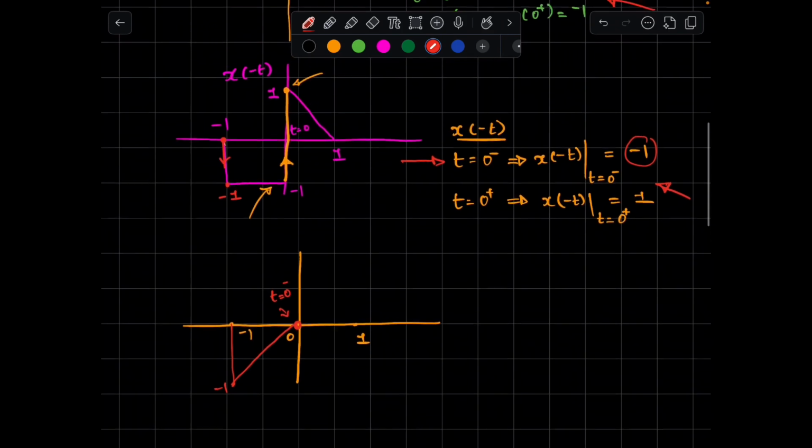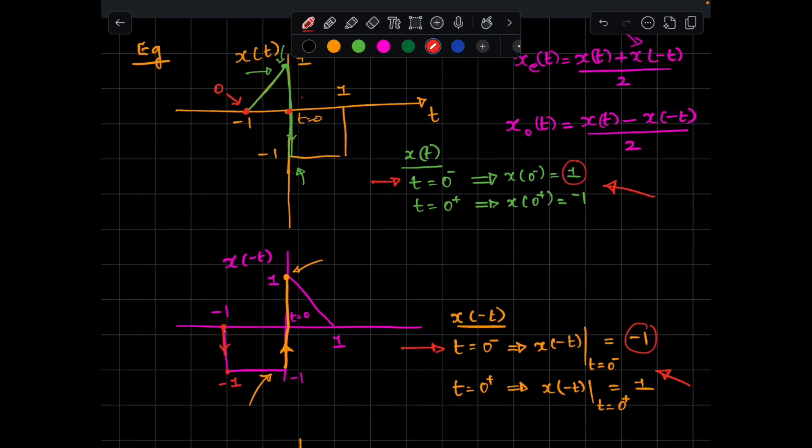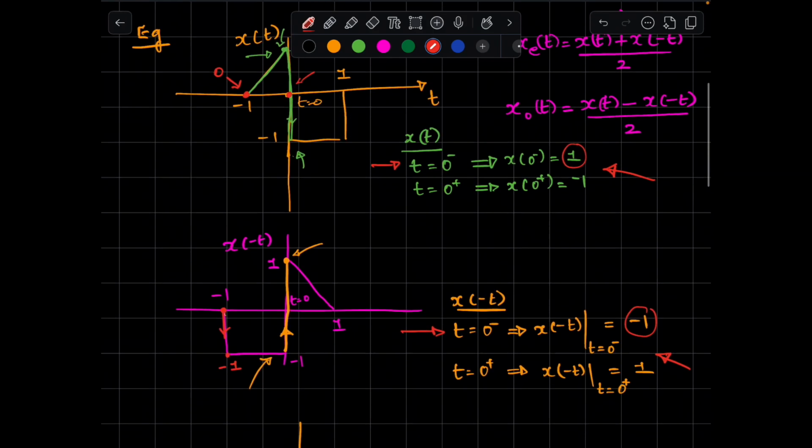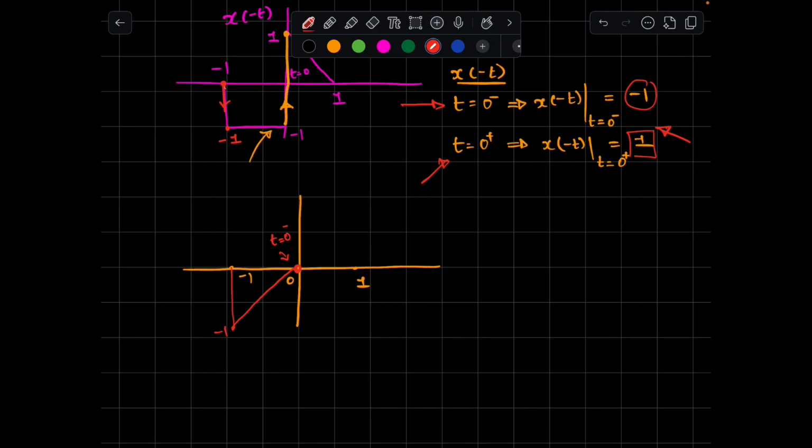Now let us consider what happens at 0 plus. That means just after 0, what happens? At 0 plus we have already found the amplitude is -1 and here the amplitude is 1. So -1 plus 1, the amplitude is 0. So at 0 plus also the amplitude is 0. So nothing to worry.